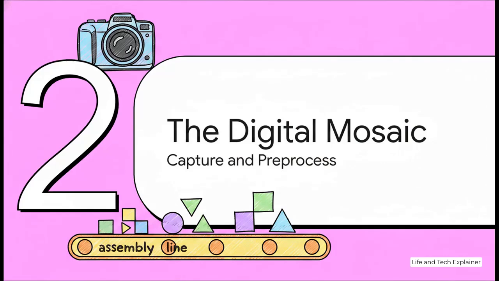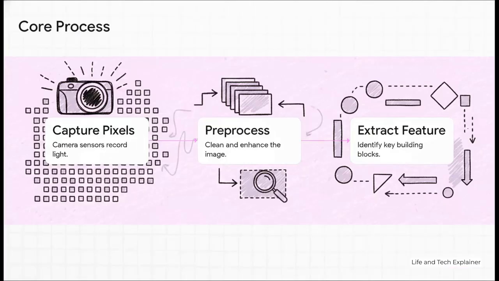Moving right along to step 2, building the digital mosaic. Capture and pre-process. So how does it make any sense of that crazy grid of numbers? For a machine to actually see, it runs through a really fast 3-step core pipeline. Capture the pixels, pre-process the image, and then extract the features. It's a highly organized, completely automated assembly line.